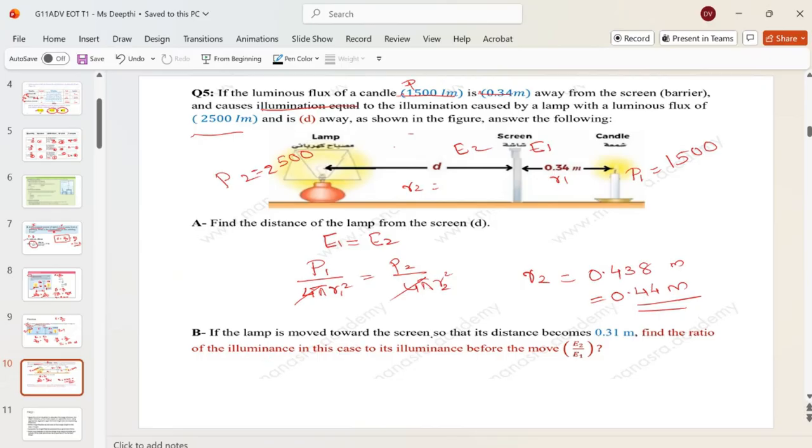Let's go to the next part. They say that the lamp is moved towards the screen so that the distance became 0.31 meter. Find the ratio of the illuminance in this case to the illuminance before the move, right? So we will use the formula again. They want to find E2 by E1. Find the ratio. Ratio means the division, right? So we will use the formula E2 over E1.